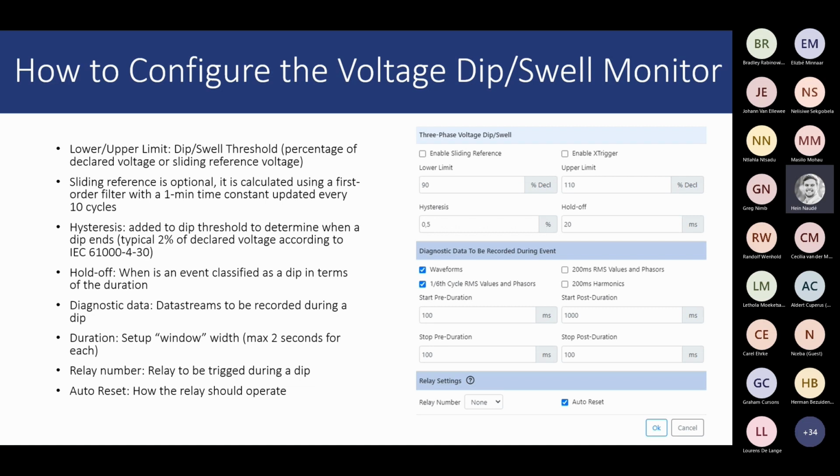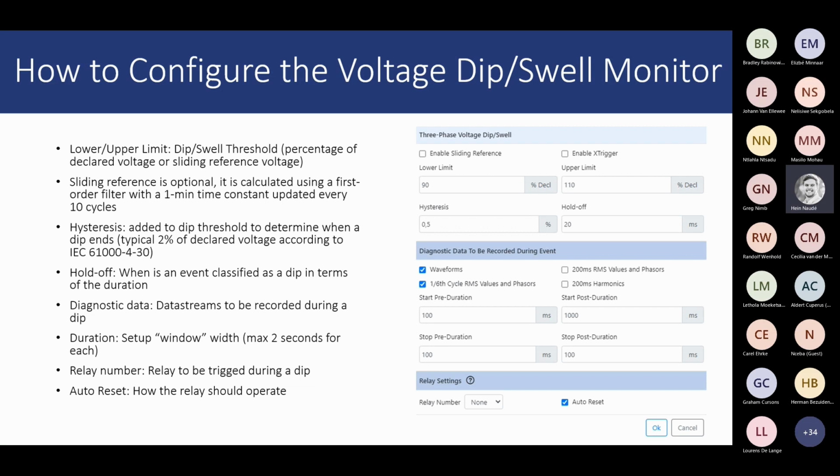Now, just some background, there are a lot more monitors that can be enabled in the software. So this is just one example. This is for 3-phase voltage dip and swell. You can also enable voltage spike, voltage transient, current exceedances. There are other monitors that you can also enable to trigger for waveform recording. And for all of them, you will be able to capture detailed analytic data that you can use to analyze the cause of whatever caused that event.